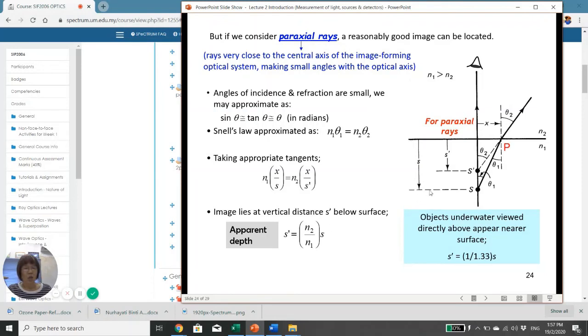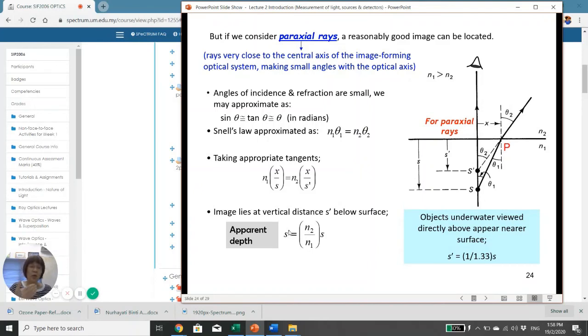Then we can locate where the image is, at what depth from the surface of the interface. So we have s prime equal to n2 over n1 multiplied by the actual depth of the object. In other words, this is what we call the apparent depth.